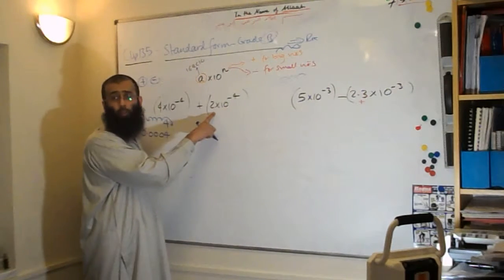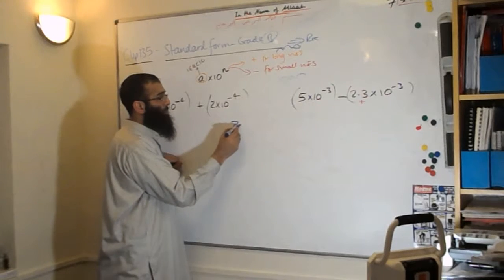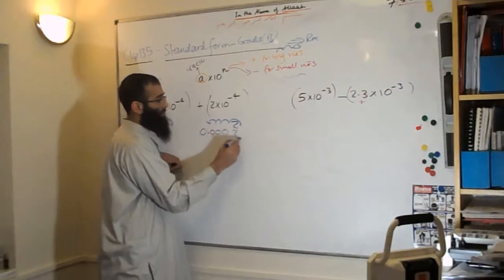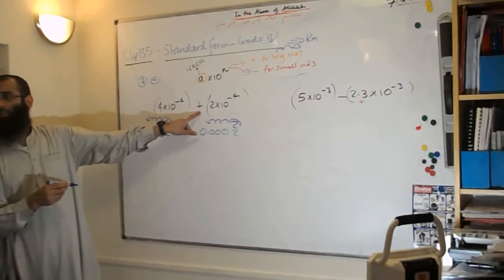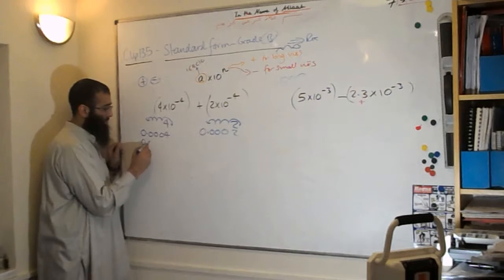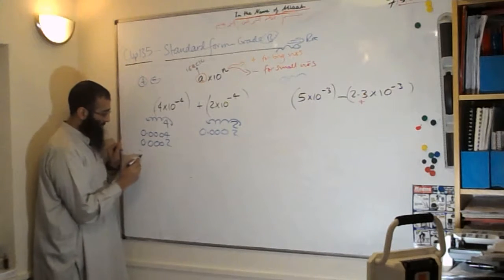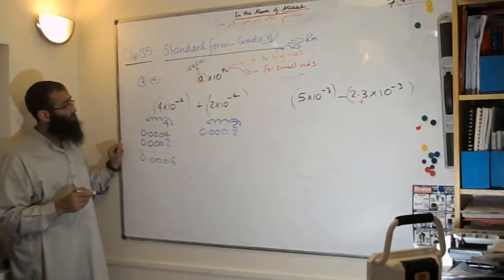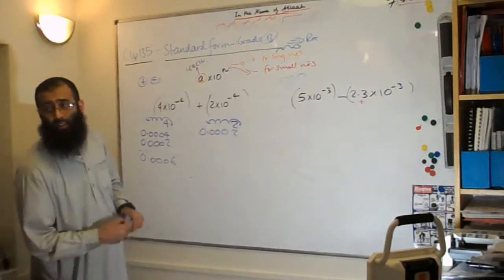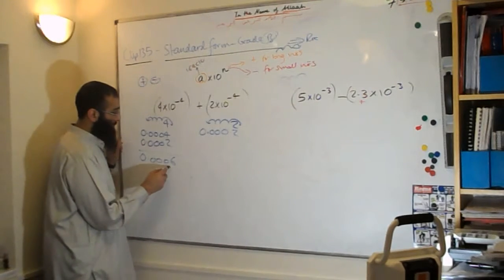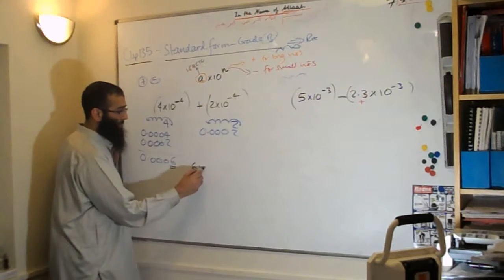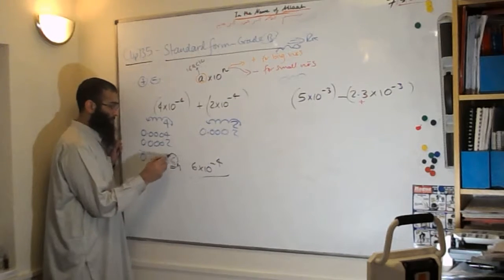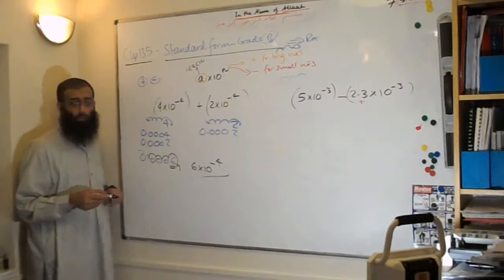This one here, 2 times 10 to the minus 4. So here's your 2, decimal point, 1, 2, 3, 4. Now what does the question want to do with these numbers? Add them. Put them underneath. So what's it giving us? 0.006. Now if you want to change that number back into standard form, what would you do? 6 times 10 to the power of minus 4, because the decimal point will go here, and you go 1, 2, 3, 4 to get it back to where it was.